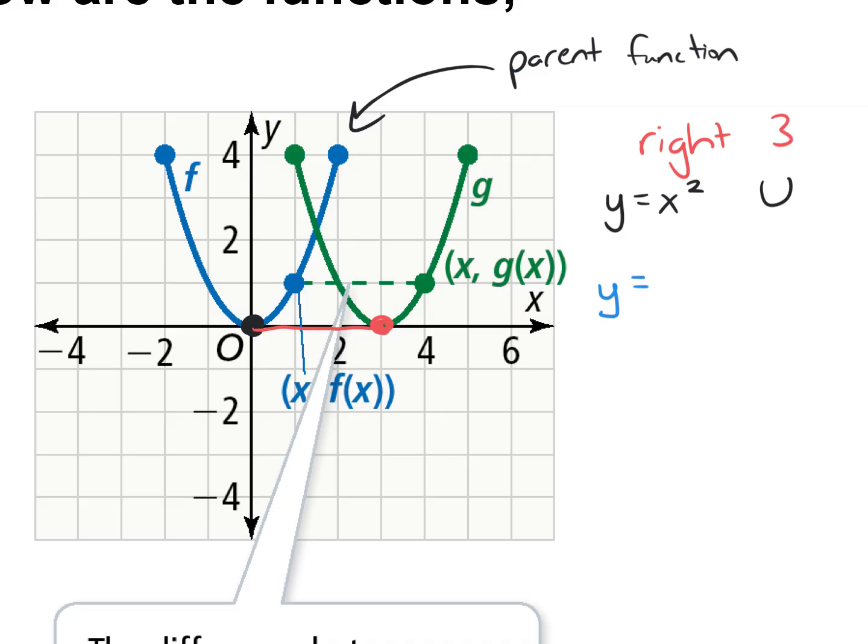Now, what's a little tricky with this is we kind of have to think opposite with what the x is. So we're going to put this in parentheses here. With right 3, what would you think mathematically? You would think plus 3, but we have to think opposite. So you would go minus 3. So x minus 3 squared. Did anything happen with the y values? No. So this is your answer for this one.